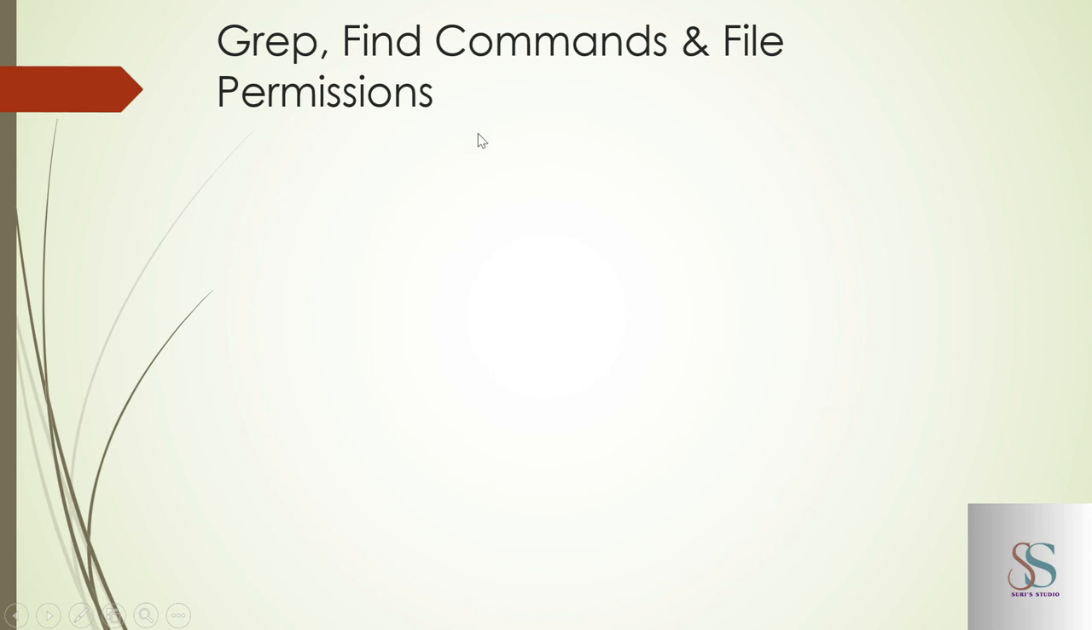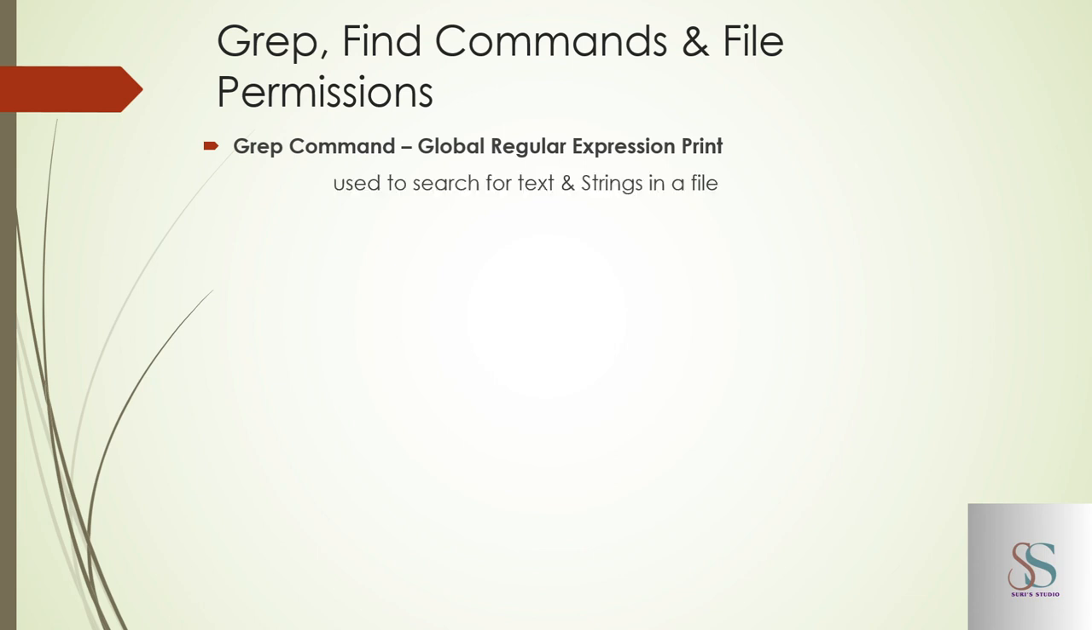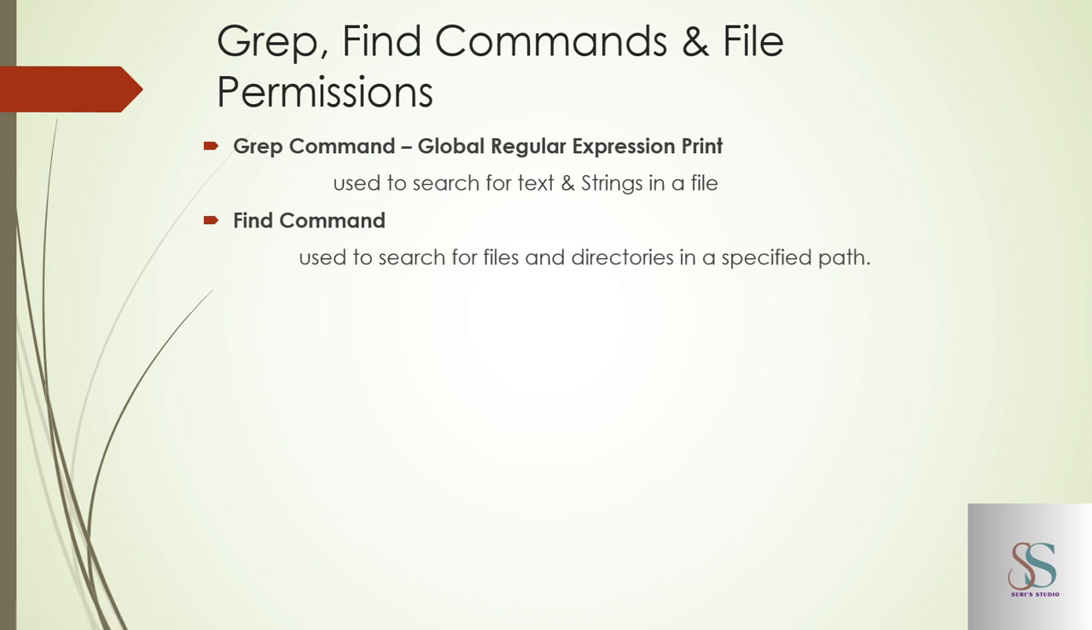Today we will discuss the grep command, the find command and file permissions. The grep command is a search command. It means we can search for a word or string in a particular file. Use it to search for text in a particular file. Then the find command: use it to search for files and directories in a specified path. It's the same as the find option in Windows. Then file permissions: read, write and execute.